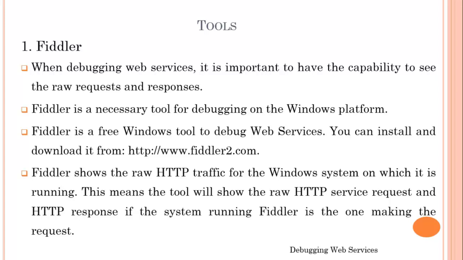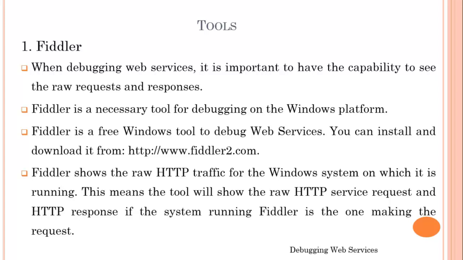First tool is FIDDLER. Now what is FIDDLER? When debugging web services, it is important to have the capability to see the raw requests and responses. Means while we are developing the web services, after developing it, we have to debug it. Then it is very important to have the capability to see the raw requests and responses. FIDDLER is a necessary tool that is used to debug web services on the Windows platform.